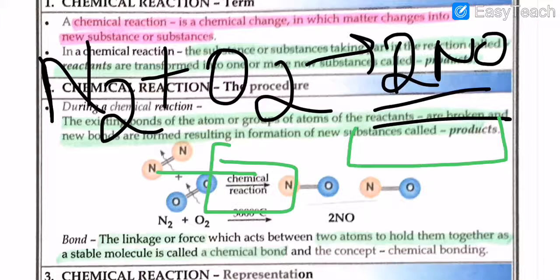And the bond is the linkage or force which acts between two atoms to hold them together as a stable molecule. It is called the chemical bond. So over here in this case, nitrogen and oxygen are in a chemical bond. They cannot just be separated by physical methods like hand picking or sieving or boiling, evaporating, nothing like that.